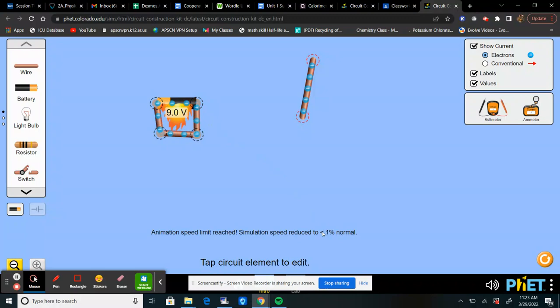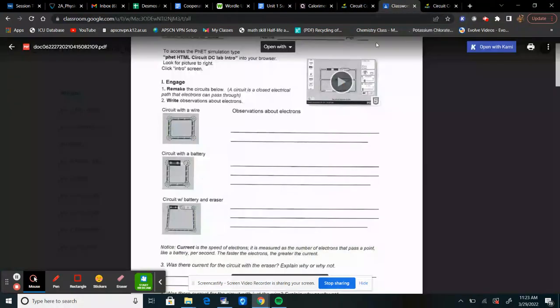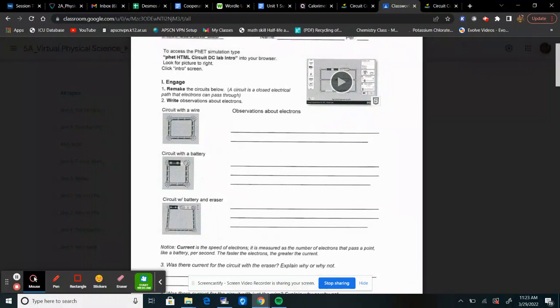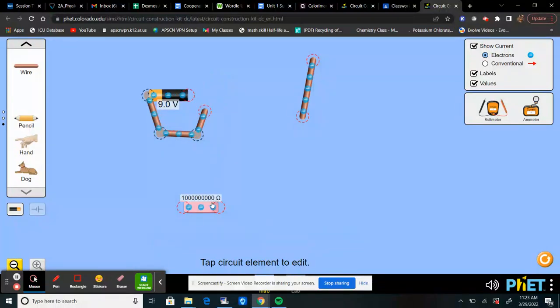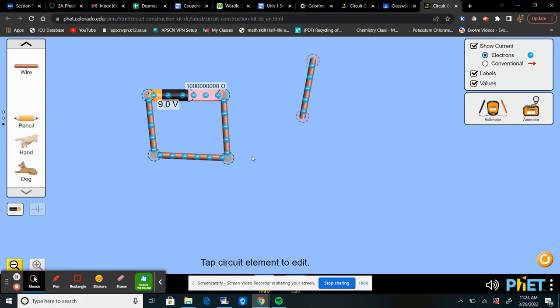All right, there's a third one. Circuit with battery and eraser. So as you'll see here in the left-hand corner, I don't see an eraser right off the bat. So what I'm going to have to do is go through and find it. Oh, here's an eraser. I'm going to cut this, put the eraser on one end. And here we go. And what do you see happening? Nothing. The electrons are staying still. Everything's connected, but nothing is moving.